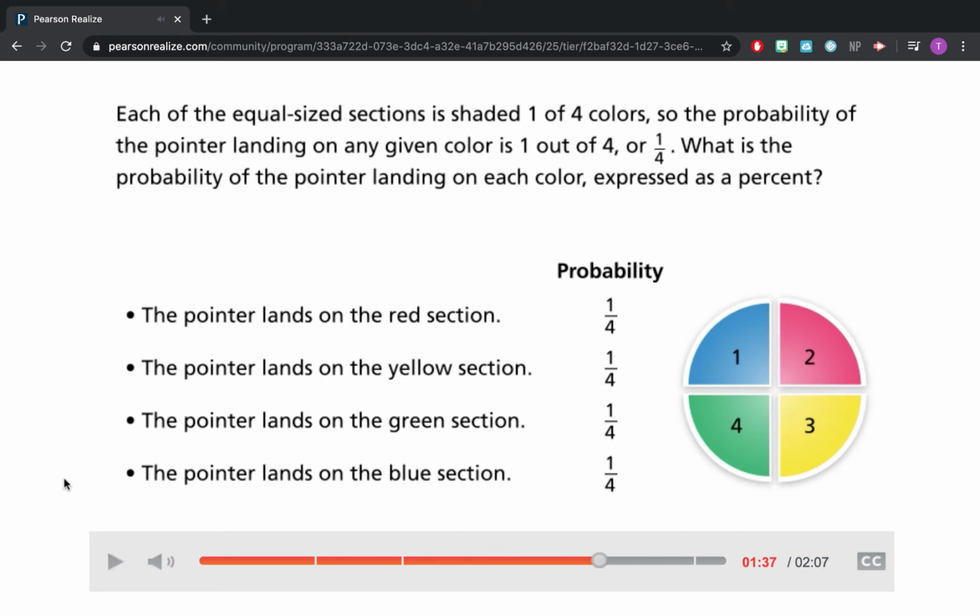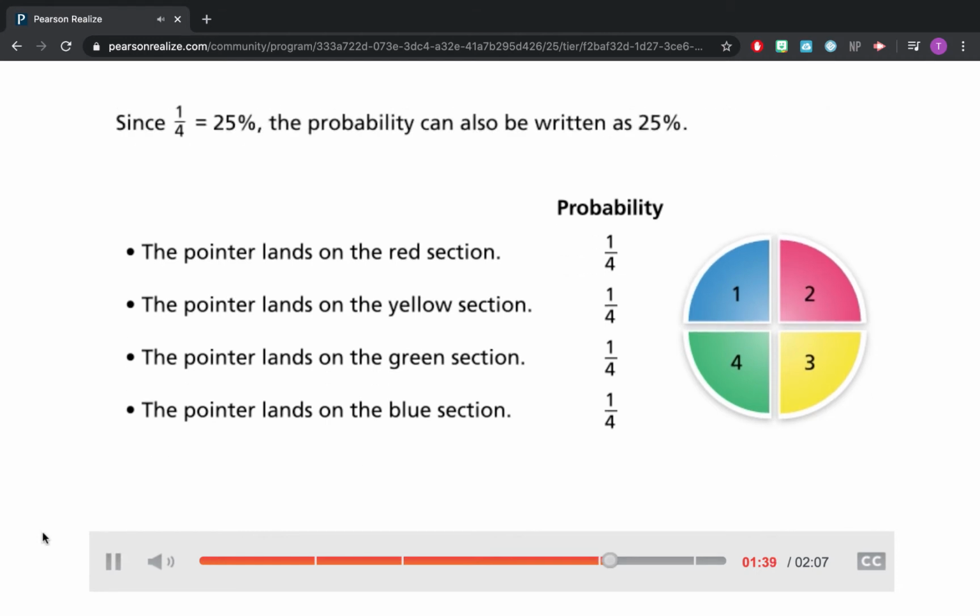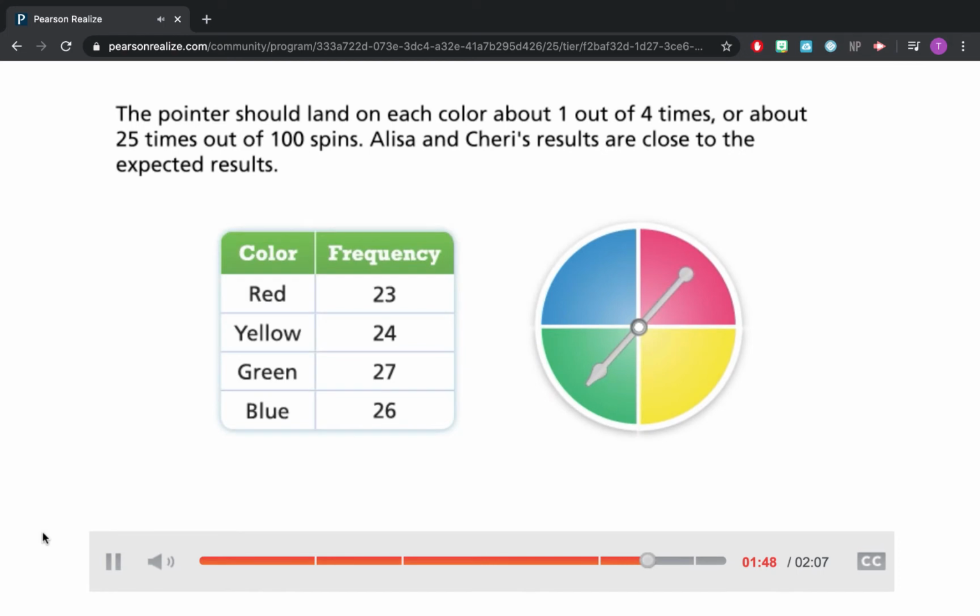So we spent a lot of time recently on percentage. I'm not going to belabor this point. 1/4 is 25%. Since 1/4 equals 25%, the probability can also be written as 25%. The pointer should land on each color about 1 out of 4 times, or about 25 times out of 100 spins. Alyssa and Sherry's results are close to the expected results.